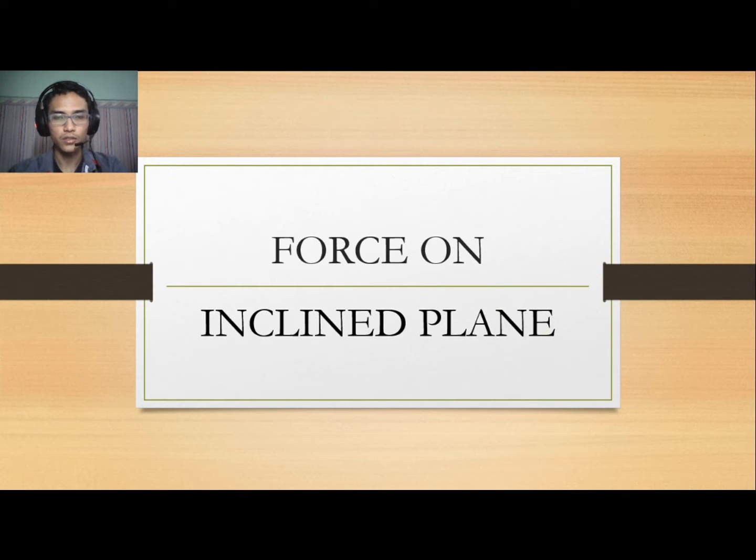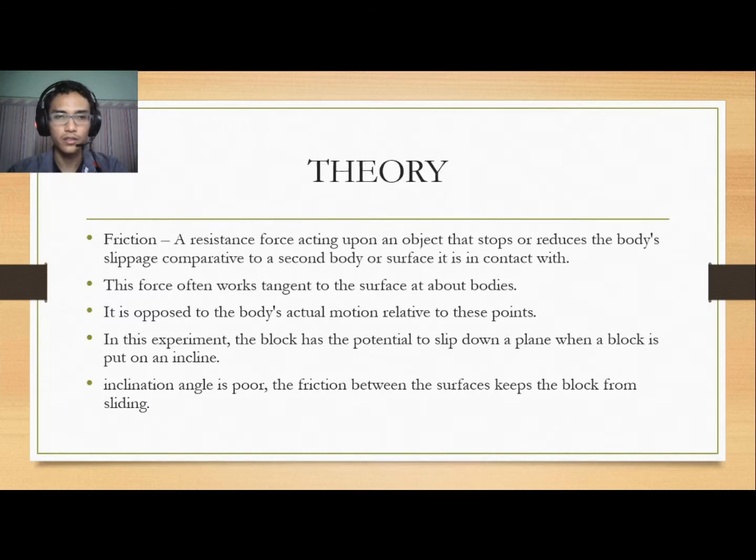So this is the force on inclined plane, the theory part. Friction is a resistance force acting upon an object that stops or reduces the body's slippage relative to a second body or surface it is in contact with. This force often works tangent to the surface at the bodies.